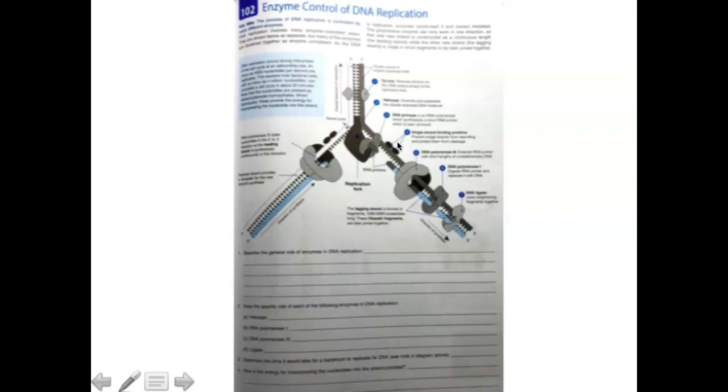And then number 3, determine the time it would take for a bacterium to replicate its DNA. The answer here is 4 times 10 to the 6th divided by 4,000, or 16 minutes and 40 seconds. And number 4, how is the energy for incorporating the nucleotides into the strand provided? For this one, the nucleotides are present as deoxynucleoside triphosphates. Hydrolysis provides the energy for incorporating them into this strand. All right, so hopefully that gave you a little bit of background in DNA replication that's a little bit more in depth than what we had done previously.